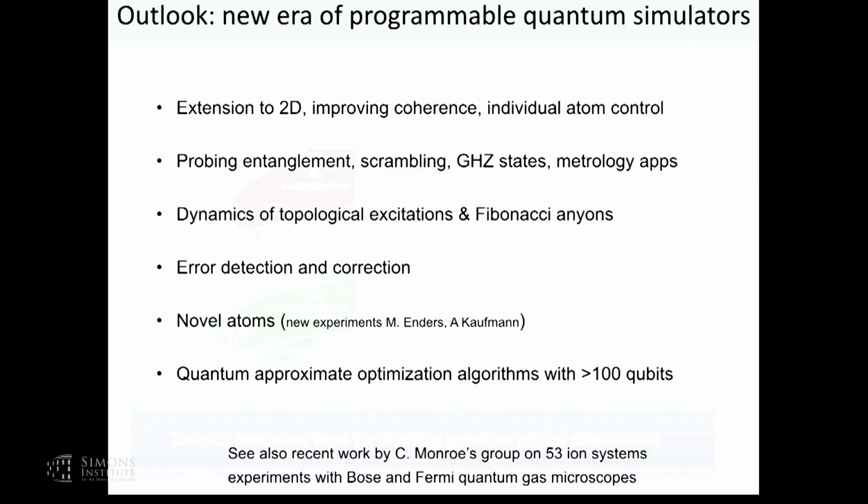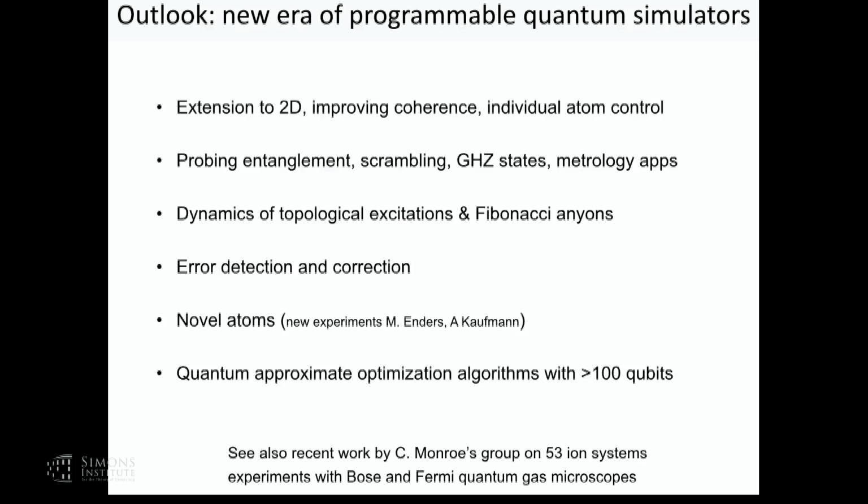So, what do we want to do with that? Clearly, we have a lot of work ahead of us. We'd like to extend it to 2D, improve coherence. We'd like to start probing entanglement. It turns out that some of these models which we realize have really interesting topological properties. For example, we can realize Fibonacci anyons. But what I'd like to do in these last few minutes is make a connection to the subject of the workshop, to near-term quantum algorithms.